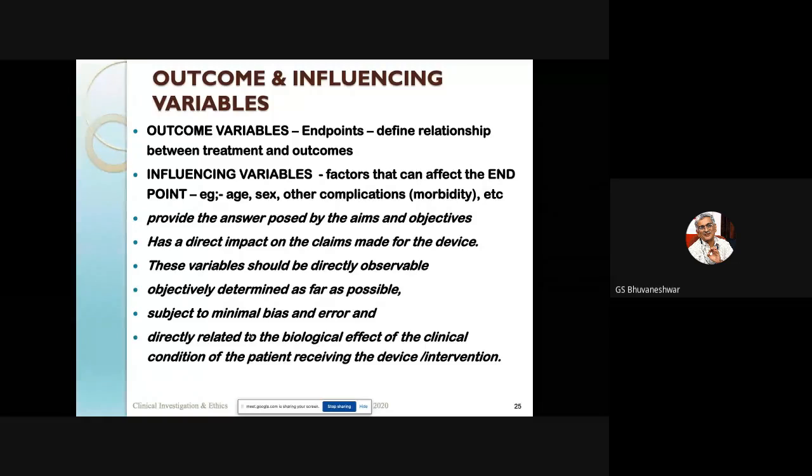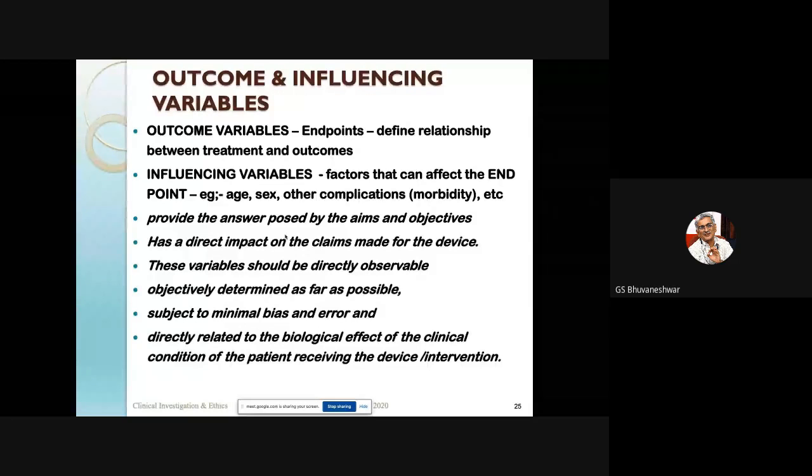So next, coming to the endpoints or outcome variables, you have to define the relationship between the variable and the treatment. I think that's a critical part. Why you are measuring the variable and how does it demonstrate the outcome of the treatment. So you need to also analyze or look at factors that can affect the endpoint. Many of the factors like age, sex, existing morbidity or health of the patient may influence the outcome variables. So you need to analyze, and then your data should show the effect of these variables also.